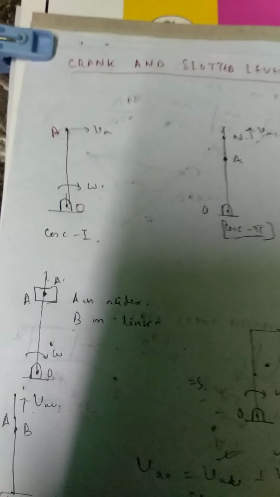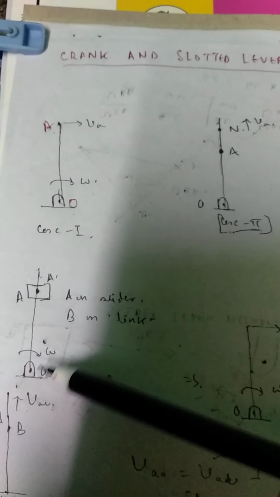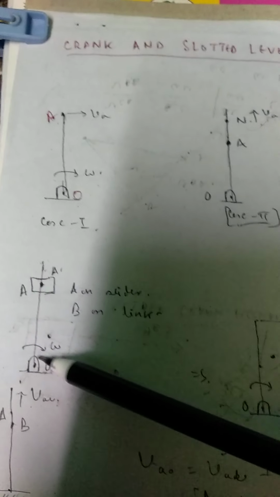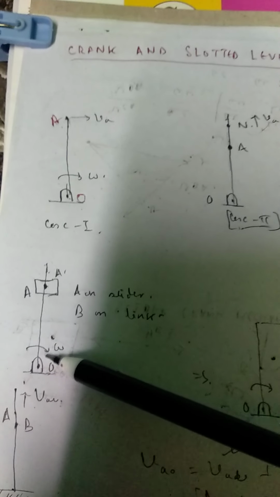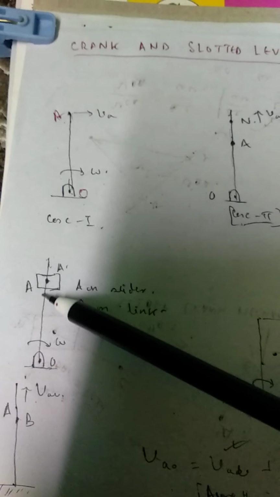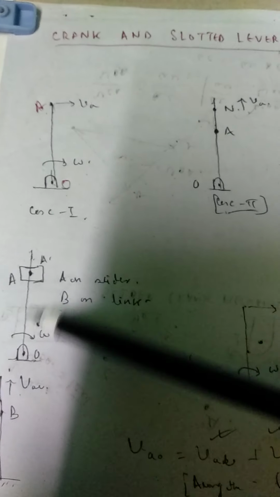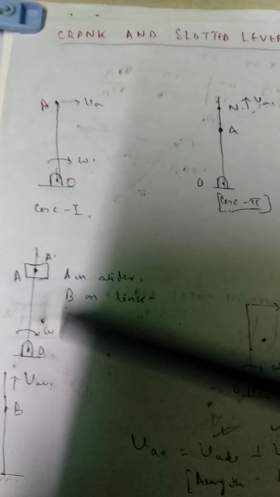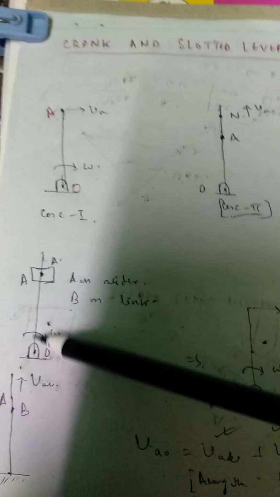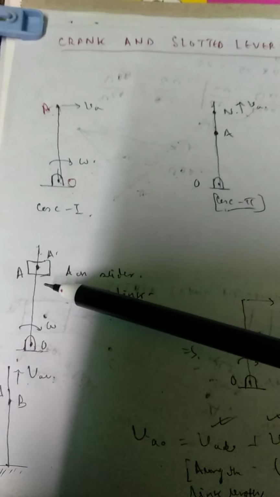Now come here. Suppose the link is not fixed, that is, it is able to rotate with angular velocity omega, and this point A on this link is also able to move along this link. Then how will we find the velocity of A? Will we find the absolute velocity of A, or VA?